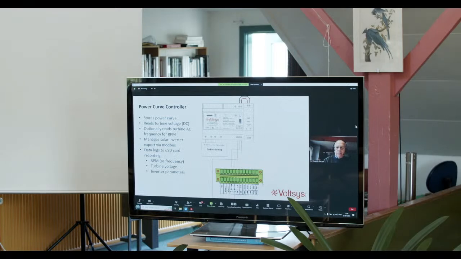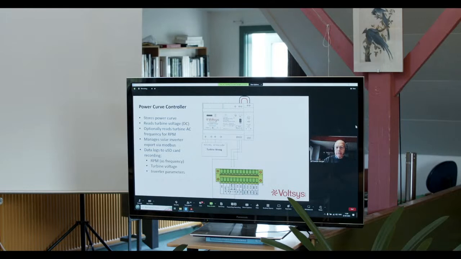So the first unit we had is a small power curve controller, which is a little PLC that we make ourselves. It stores the power curve, which is fed into it by a USB cable from a laptop computer using our own software. It can either read the turbine AC frequency, the wild AC frequency, which is put into these connectors here, or it can read the DC voltage of the turbine, which is taken from the rectifier here. And then it manages the inverter via Modbus, so you have connections here to the Modbus of the inverter. It also has a micro SD card located up here, and it records the revs of the turbine as frequency, the turbine voltage, and the inverter parameters.